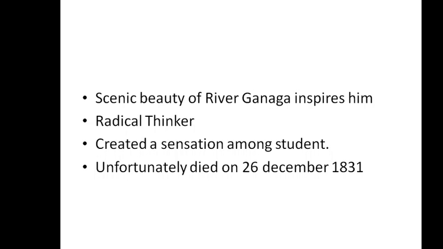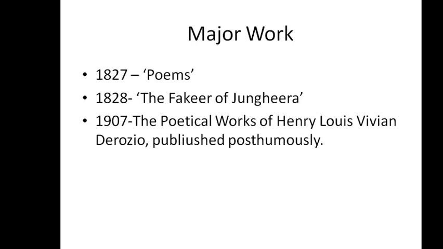So, this was a brief biography of Henry Louis Vivian Derozio. Now, we'll have a look at his poetic career. His first published volume of poetry, named Poems, was published in 1827. Then his second volume of poetry, The Fakir of Jangira, was published in 1828. And The Poetical Works of Henry Louis Vivian Derozio was published posthumously in 1907.